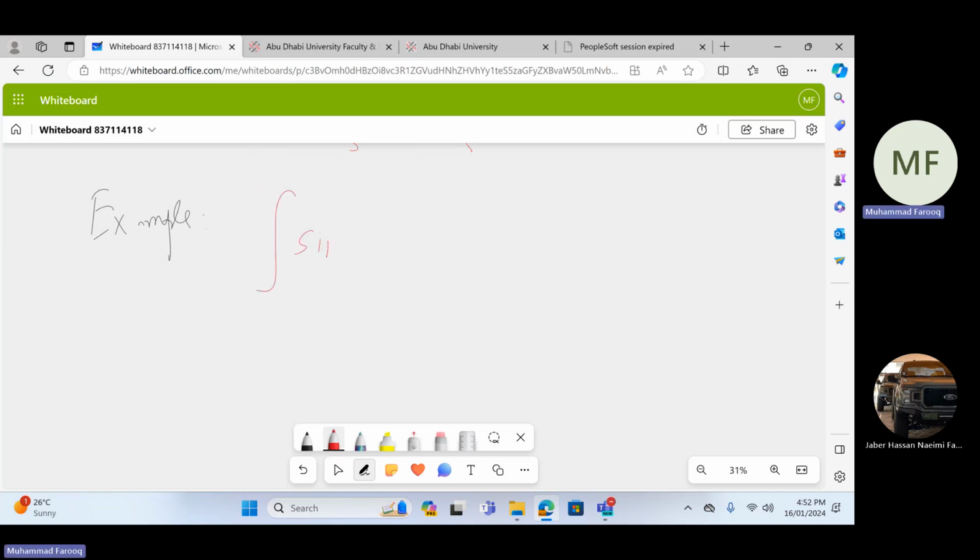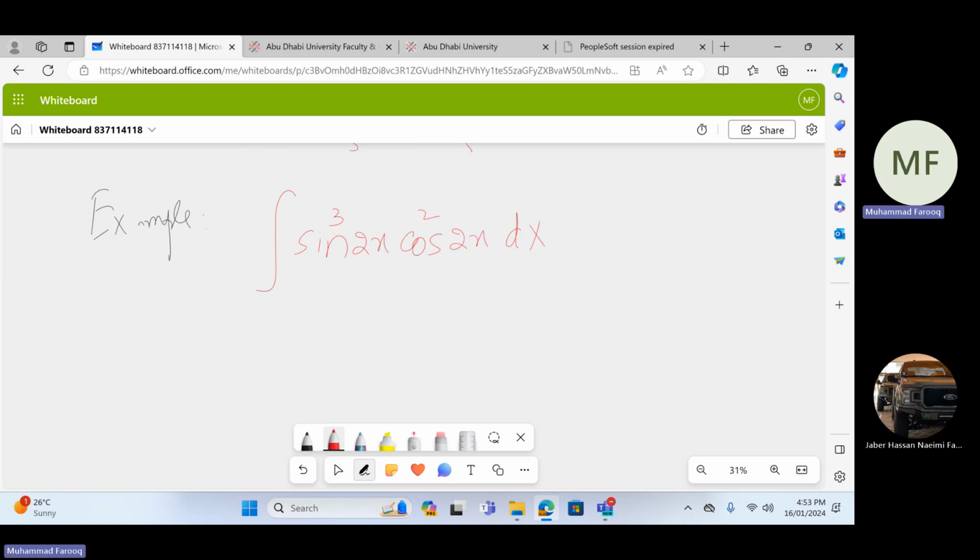Integrate sine cube 2x and cosine square 2x dx. Now I have given a question where you have sine and cosine as a pair, okay?